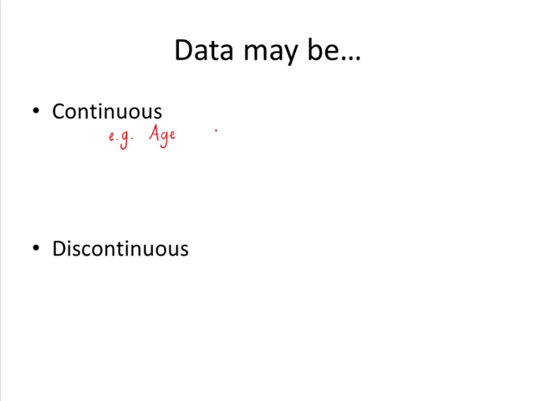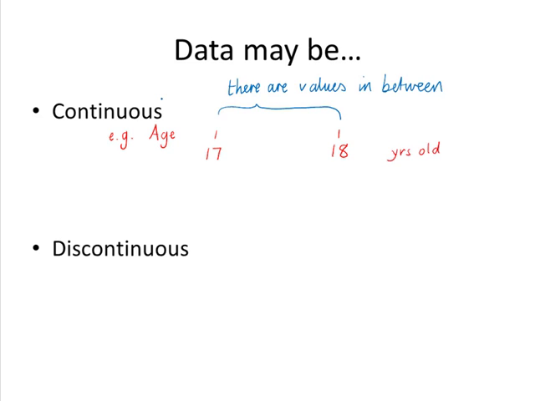For example, age. You aren't just 17 and then suddenly 18. You might tell people, yes, yesterday you were 17, today it's your birthday, and now you're suddenly 18. But in fact, yesterday you were 17,99. You were 17 in 364 days. There are things in between 17 and 18 years old.